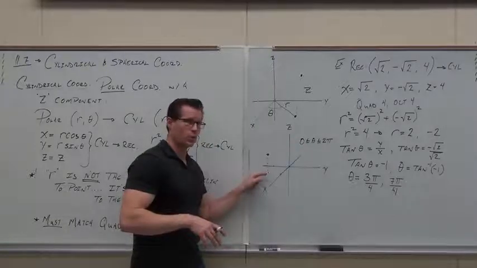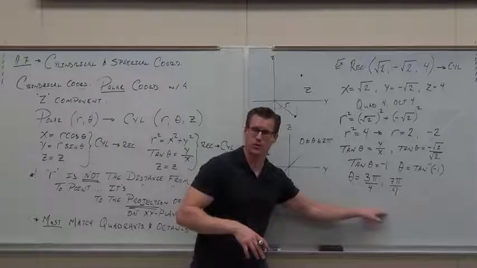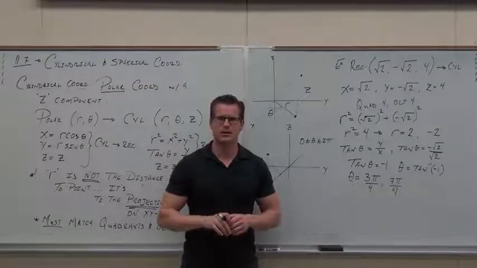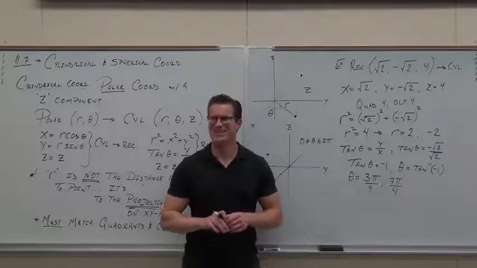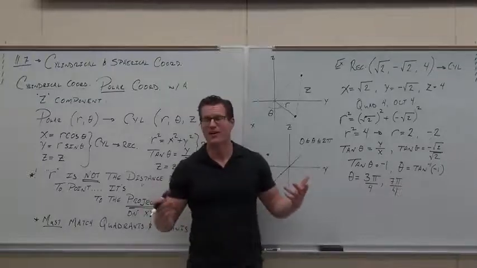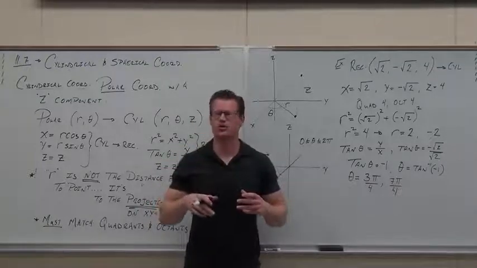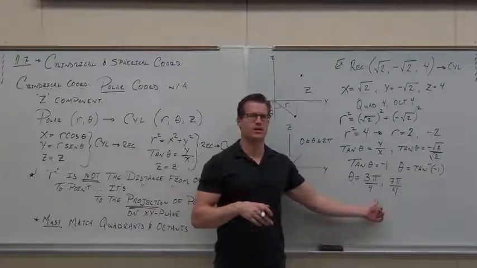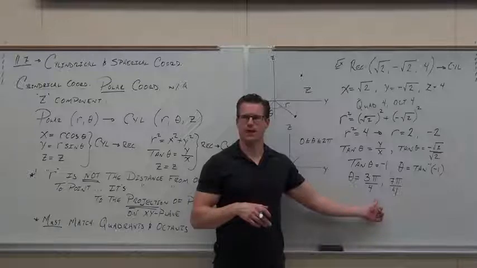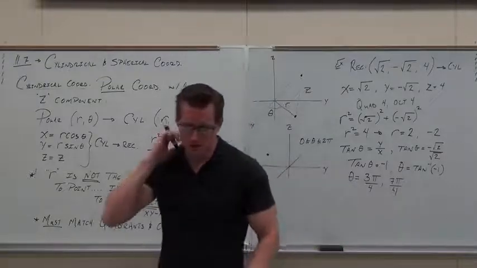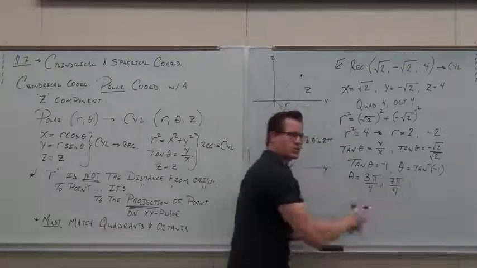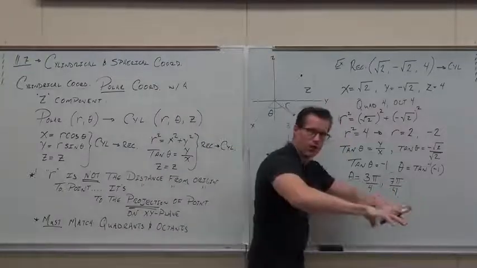4. Which one of these is in quadrant 4? 7 pi over 4. Then pick that one. Pick the one in the correct quadrant, okay? This one is not in quadrant 4. We're going to talk about that one in a little bit. So there's two of them, but only one is in the proper quadrant. Our point is in quadrant 4 on the xy plane.